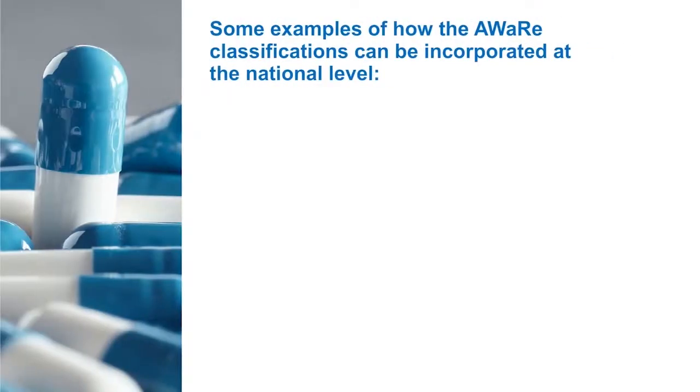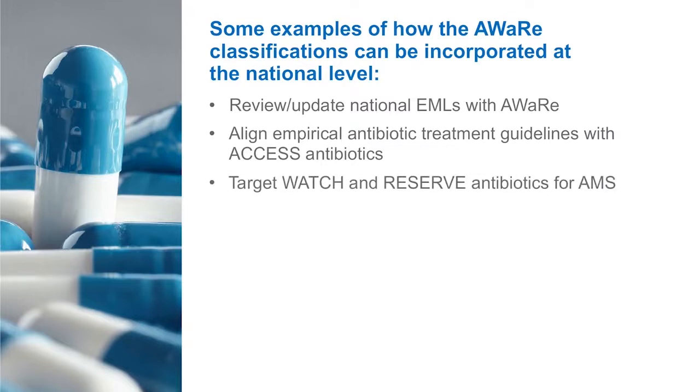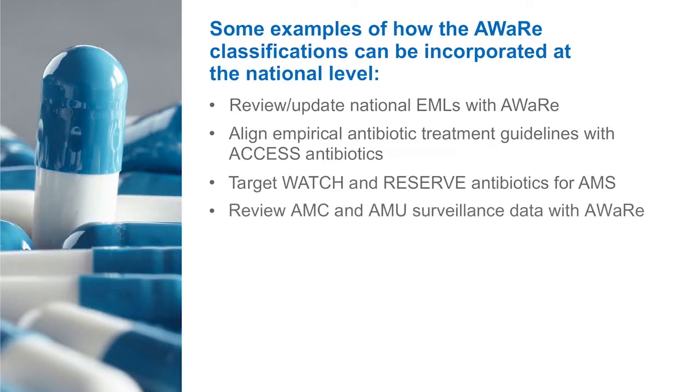These are some examples of how the AWARE classifications can be incorporated at the national level. Review or update national EMLs with AWARE. Align empirical antibiotic treatment guidelines with Access antibiotics. Target Watch and Reserve antibiotics for AMS. Review AMC and AMU surveillance data with AWARE. Include AWARE in health professional curricula.